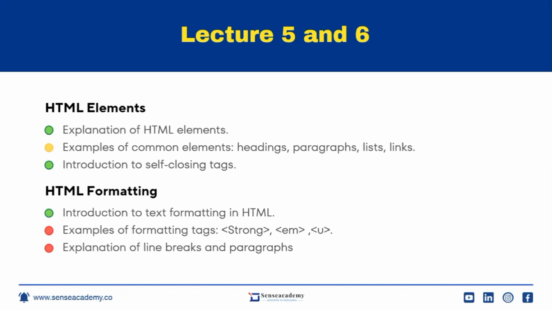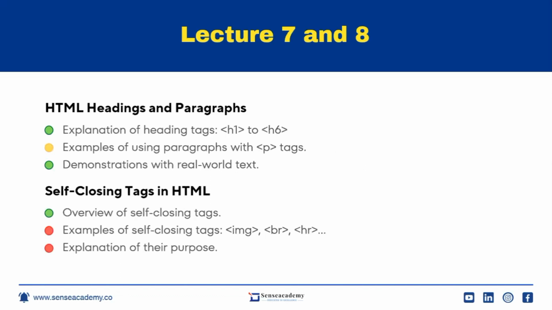Some of the examples are given here on the screen of formatting tags as well as common elements. Like common elements, we have heading, paragraph, list, link. And examples of formatting tags, we have strong, EM, U, like how can we make our text bold, emphasized, underlined. So these are all the examples given here, but we will do them with practical examples. Then we have heading and paragraph. So in the next lecture, we will look at heading and paragraph tags in HTML.